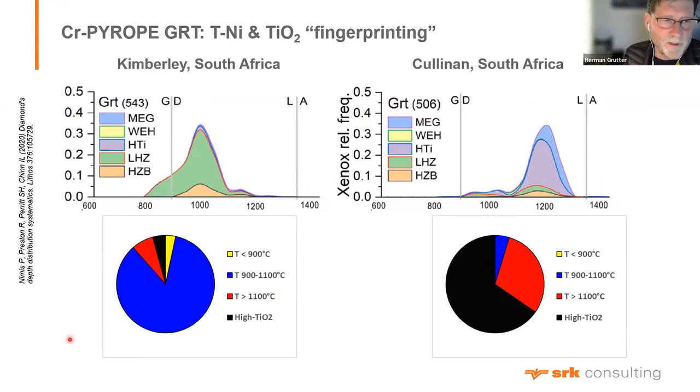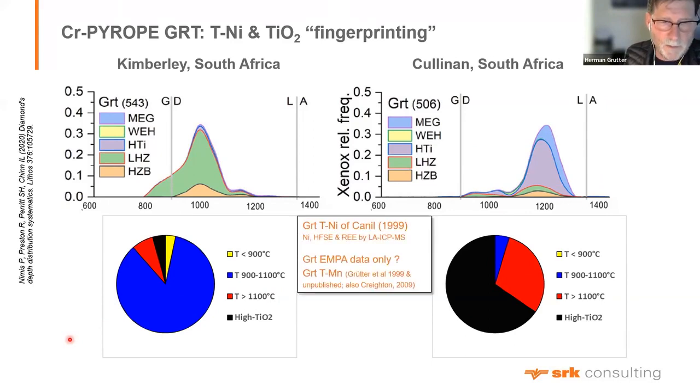You're getting down to very fine details with these techniques that are available to us. I just want to emphasize, if you want temperatures from garnets, you can use nickel thermometry, as was the case for this data set. If you only have microprobe data, you can use manganese thermometry. Now, I'm using an unpublished version of the manganese thermometer. I'm still working on publishing that, but Creighton has a published version that you could also use.